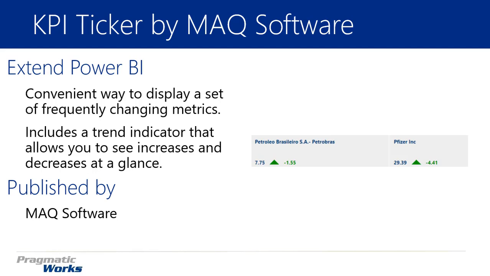That trend indicator is something that you can control by the nature of the data inside of your data model. If it's a negative one value for your trend column, it'll return as a decrease, or a red, at least by default. If it's a positive one value, it'll show as an increase. And if it's a zero, it'll show basically no change at all. Now, again, this one is developed by MAQ Software.